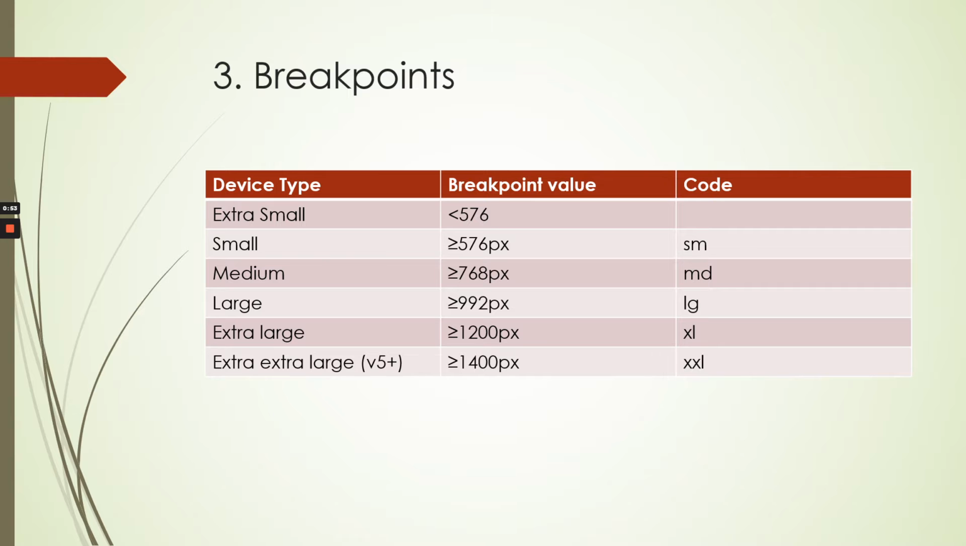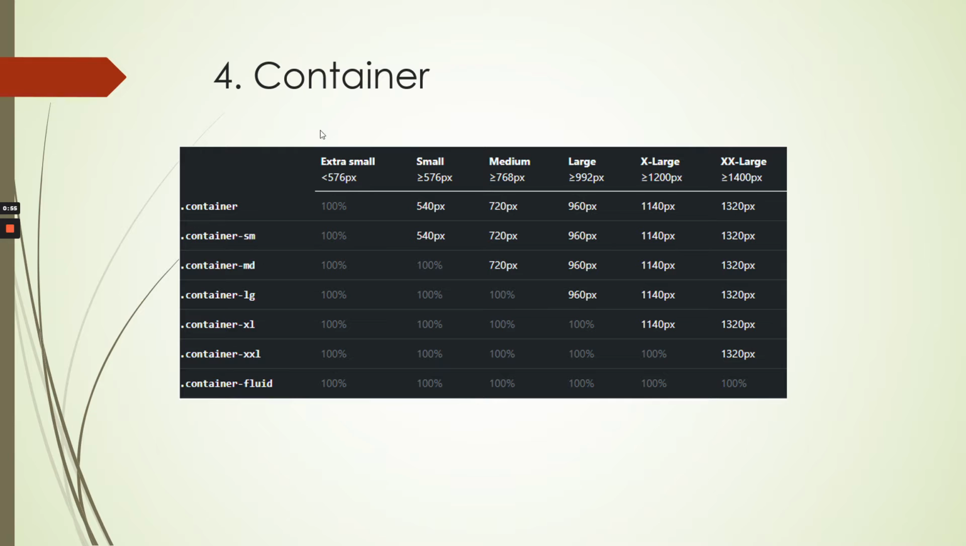We will continue from there. So when you apply container to a div, it will apply these values based on which screen you are. When your device size is less than 576 pixel, then it will apply 100%. When your device width is more than 576, then it will apply 540 as container width. And when the device width is more than 768, then it will apply 720 as your container width. Just like that, it will apply different values.